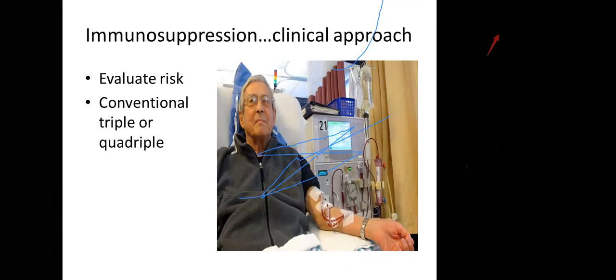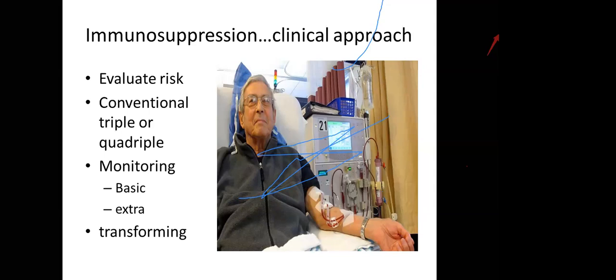Quadruple means you give induction. Triple means you didn't give induction. This is according to the evaluation of the risk. Monitoring: we have basic monitoring labs, we have extras, and sometimes we decide to transform from line to line according to the situation, if you have viral infection, malignancies, etc.